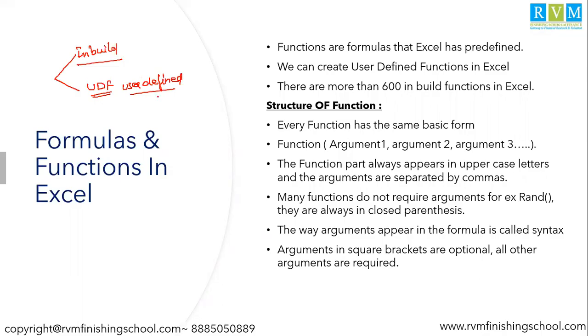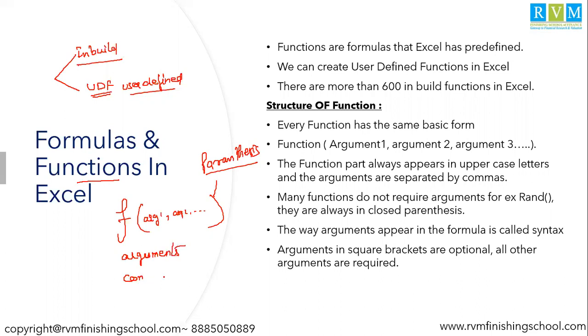When we talk about functions, the basic structure of a function is F, and then you have these brackets, which in Excel we call parentheses. Inside the parentheses, whatever is written is known as arguments. Arguments are separated by commas. So every function has the same basic form: you have the function, then argument 1, 2, 3. The function part is always in uppercase letters and the arguments are separated by commas.